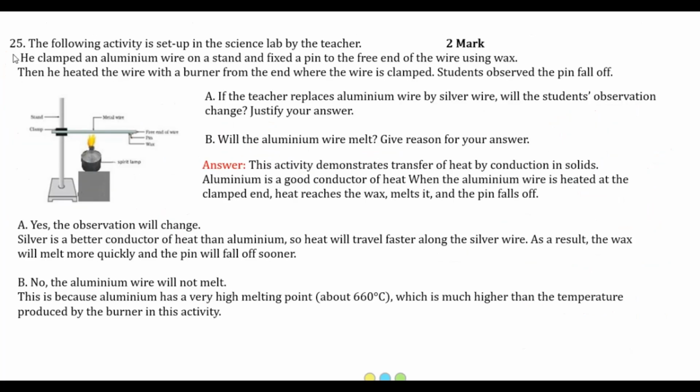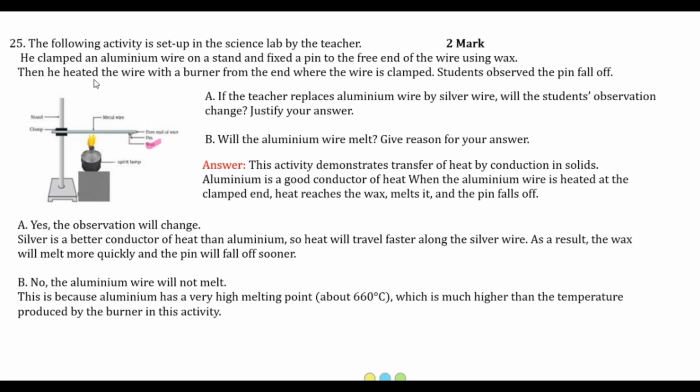So in 2 marks, question number 25, we will start. The following activity is set up in the science lab by the teacher. He clamped an aluminium wire on a stand and fixed a pin to the free end of the wire using wax. So you can see in the diagram here, this is the clamp, this is the stand, and this is the metal aluminium wire, and this is the fixed end and this is the free end. To this free end, here there is a wax, and to this wax there is a pin which is attached. So this is pin and this is wax.